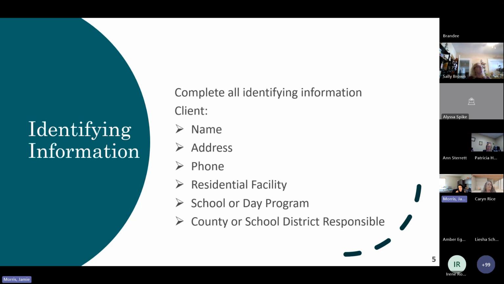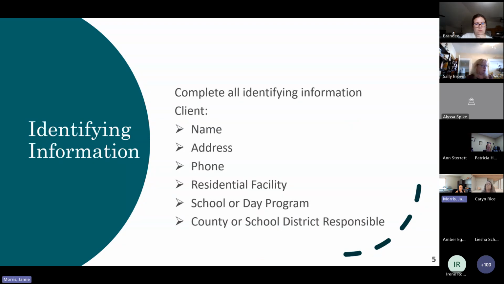The residential facility: again, if they are already living in a residential setting, that's the address you would use for them at that time. If they do not live in a residential facility and are living in a home with family or guardians, you would put NA. If they're an independent adult living on their own and you've already used the address above, you would put NA on this line. But we want to make sure each line has something written in it, whether it's the actual address, if we haven't already used it, or NA.